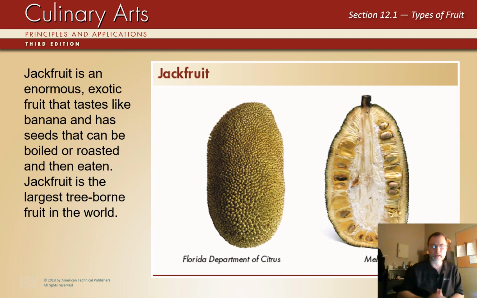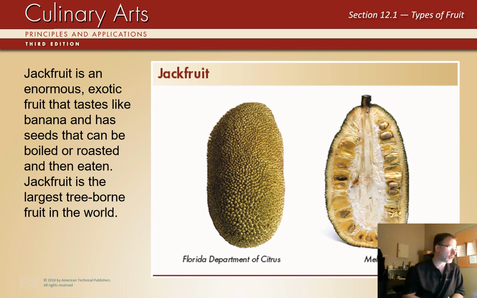And finally, we have a thing called jackfruit. Jackfruit is an enormous, spiny, oval, exotic fruit with yellow flesh that tastes like a banana and has seeds that can be boiled or roasted and then eaten. Jackfruit is the largest tree-borne fruit in the world. A jackfruit can weigh up to 100 pounds and be up to 36 inches long, approximately 20 inches in diameter. There are 100 to 500 edible seeds in a single jackfruit.